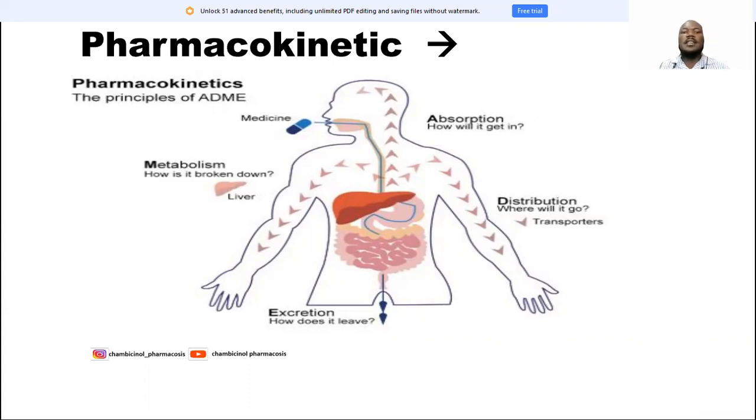In the previous session, session number 4, we already covered the distribution of the drug. Today, in session number 5, we are going to discuss drug metabolism.